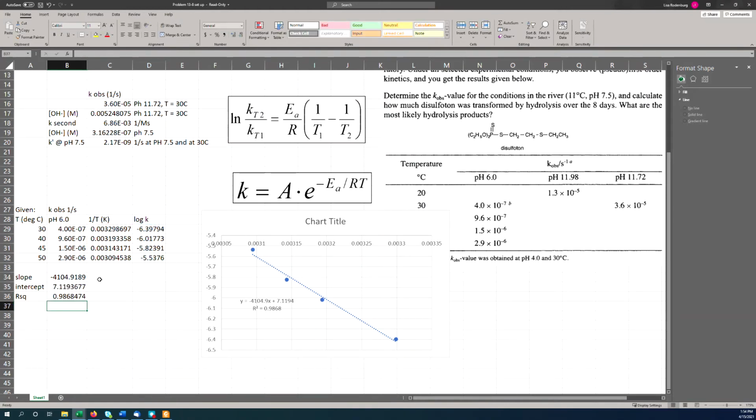Okay, so this is our slope. Our slope is equal to the activation energy over R. Okay, right, so this is another way of looking at it. This is y and this is x, so this is m. Y equals mx. So our slope is EA over R.